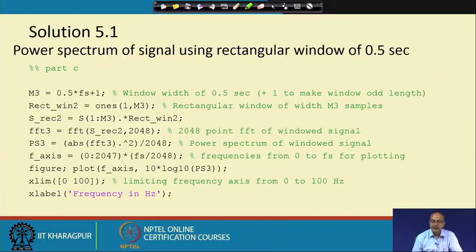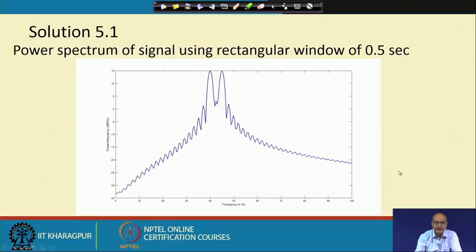Now, we have to repeat the same experiment with the rectangular window with a window size of 0.5 second. So, essentially what is changed is the number of samples, we take that as M3, that is 0.5 times Fs, that means we will get 1000 plus 1 to make it odd, that is 1001 samples we will take, and for the rectangular window we repeat what we have done for the 2 seconds, rest of the thing remains the same. Okay. And here we get the output, we see that the two peaks are in the same location, but it has become wide, that is the change we get.